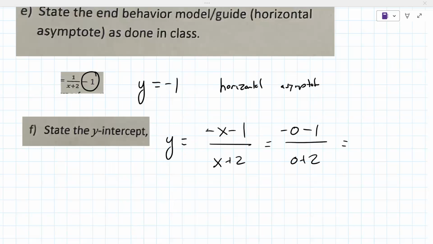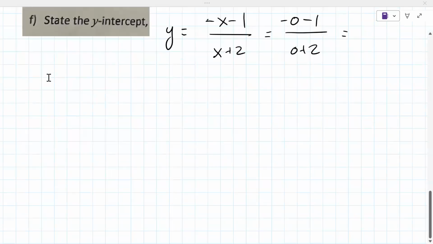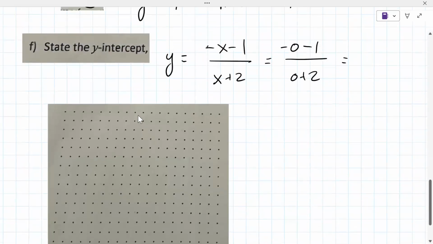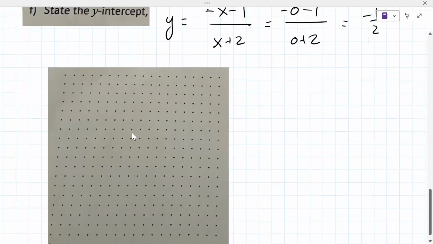Okay. All right, I'm going to step away for just a minute or two so that I can get caught up. This ends up being negative one half. I want you to try and graph this. I'll be right back with you.